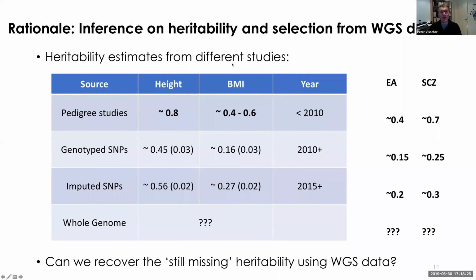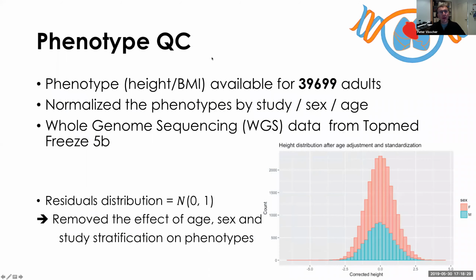So the rest of the talk is about our preprint now. So this was all background. With the collaboration with the TopMed consortium, we got access to data on nearly 40,000 whole genome sequences. And those individuals were all adults and had a measure on height and body mass index. And formally, the sequence data is from the TopMed data freeze 5B.